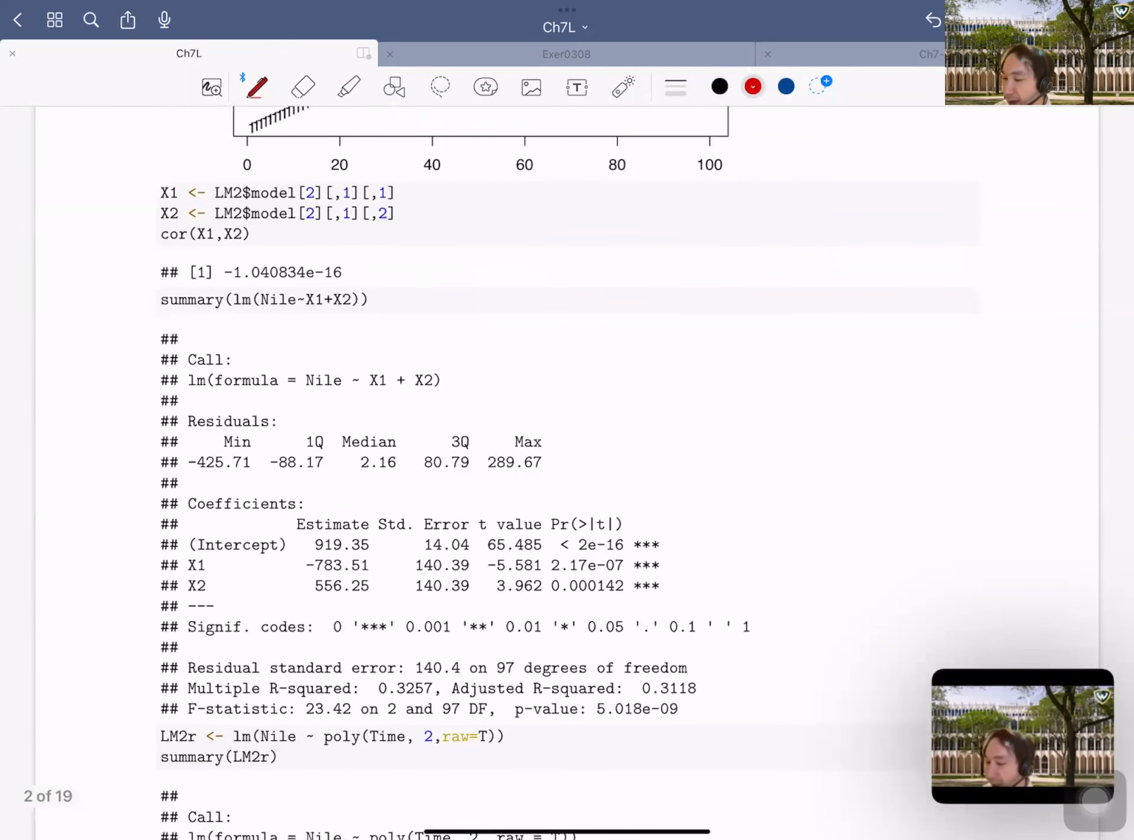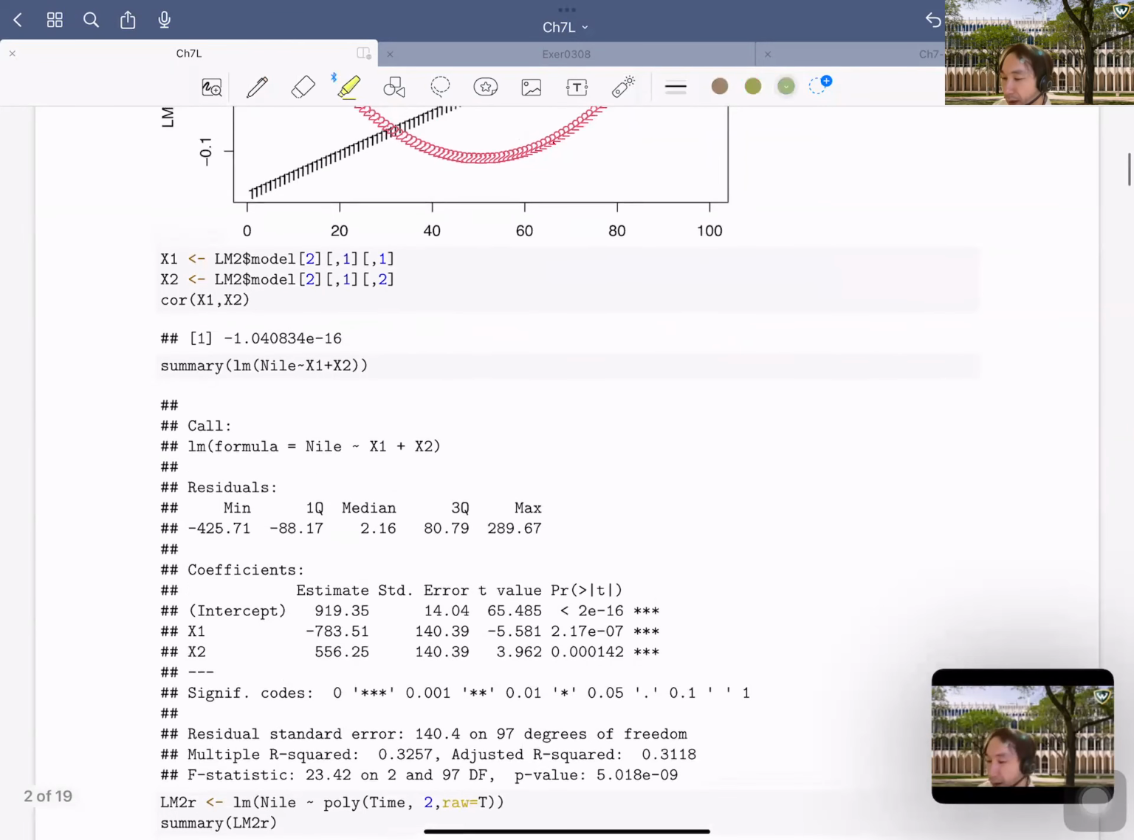We can replicate this with a linear model. If we define just the first column and the second column of this model matrix, then we can replicate the same result. I think these are just the same as above.